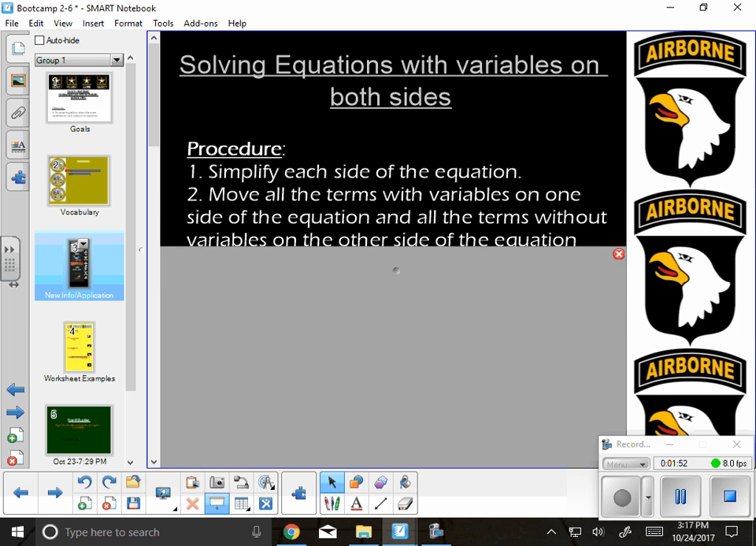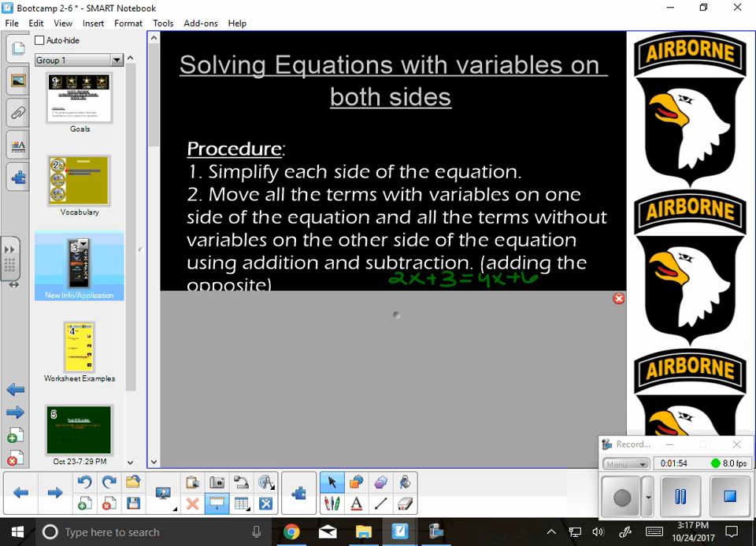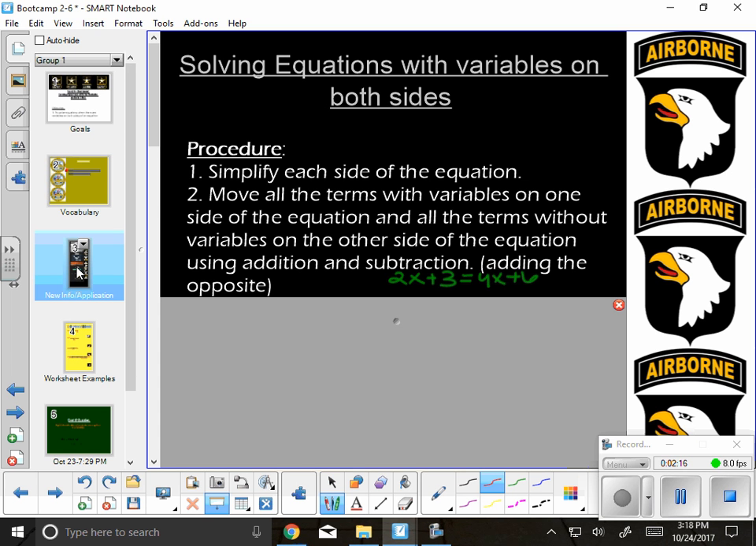So step 2 is to move all of the variables or terms with variables on one side of the equation and all the terms without variables to the other side. You're going to do this by adding or subtracting, which is adding the opposite. My example here is 2x + 3 = 4x + 6. In order to move one to one side and one to the other, I would subtract 2x, and I make sure I do it to both sides. And then I'm going to subtract 6.